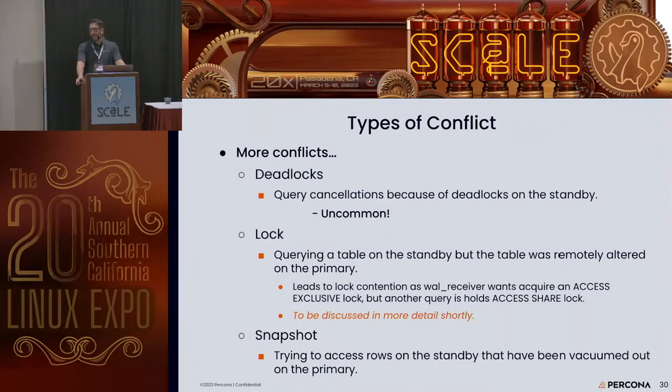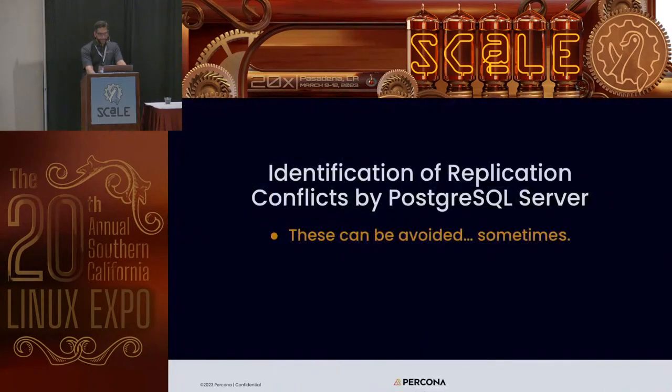Snapshot is the case where the dead row versions are going to be vacuumed out on the primary, and the same process is going to be repeated on the standby, where again the lock could not be acquired.